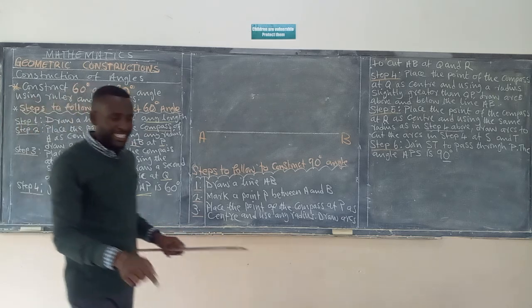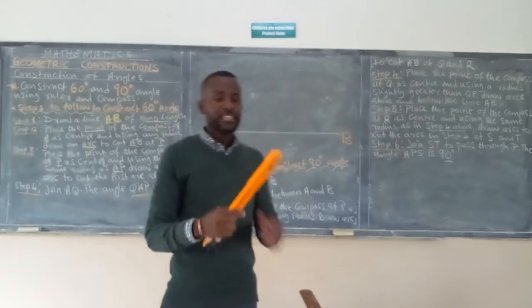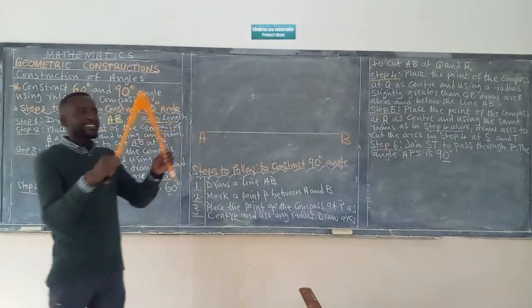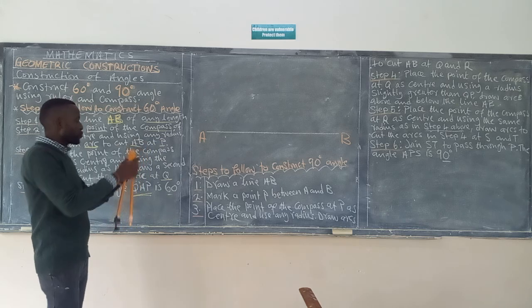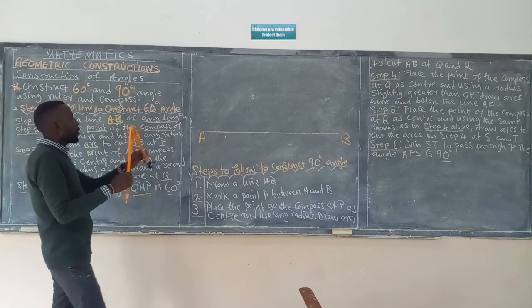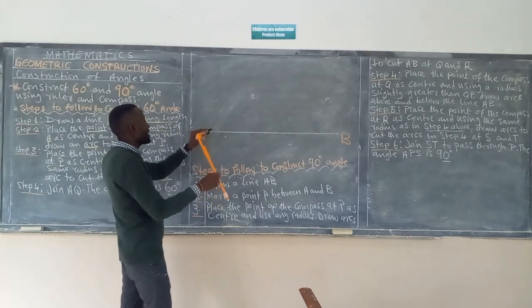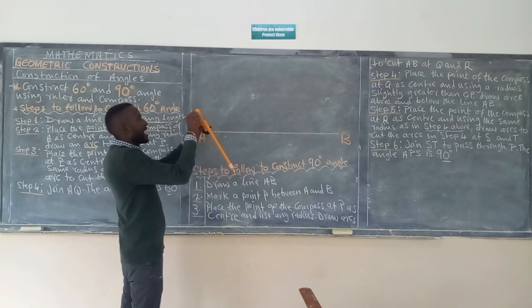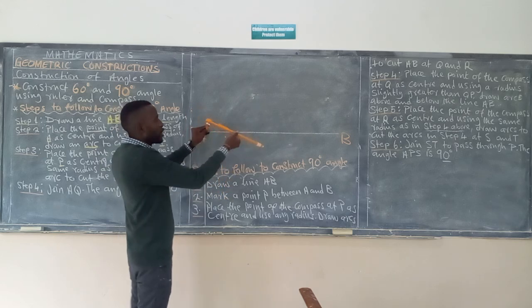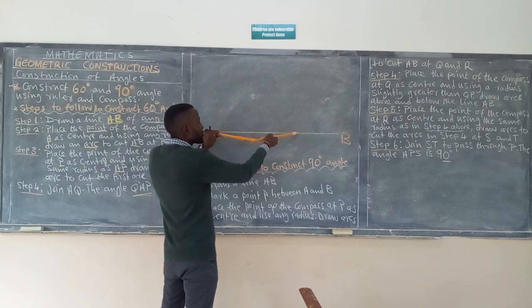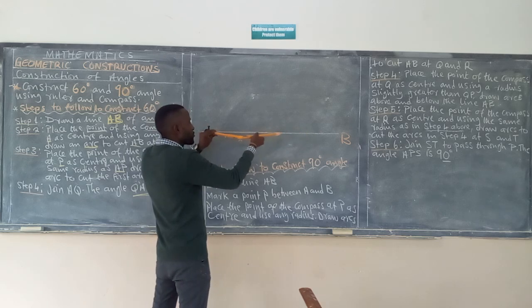Okay, so we are going to get the compass. This is our compass. They are saying that we should put the point at A. This is my A. I put the point there and open any radius. So you open any radius of your choice.